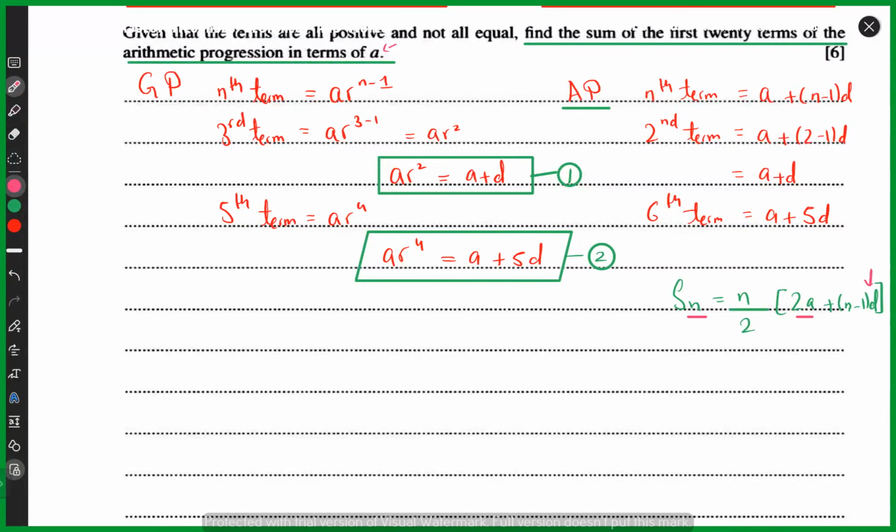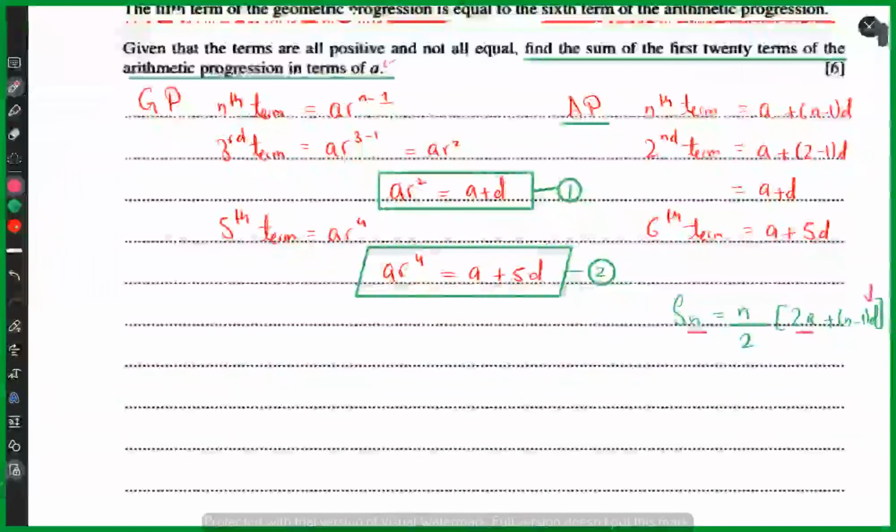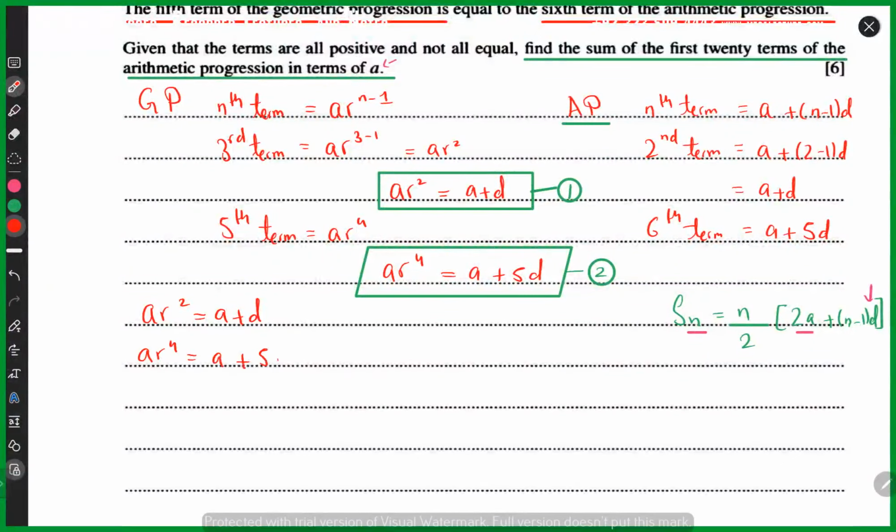Okay, so we have multiple ways of doing it. It's completely your choice, whatever way you want to do it. Finally, we need to write d in terms of a, right? So first of all, we need to simplify this. Now we have equation 1 as a r squared equals a plus d, and then it is a r to the power 4 equals a plus 5d.